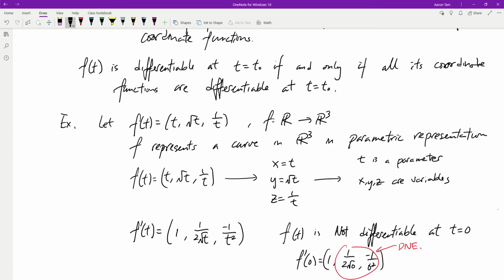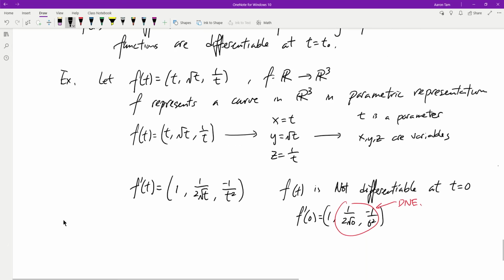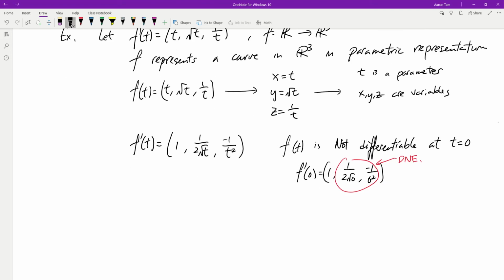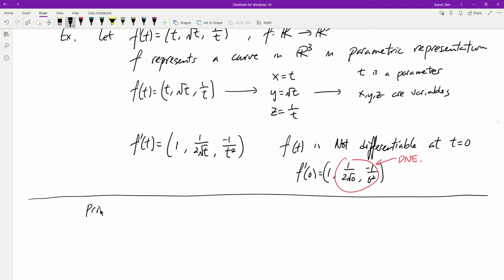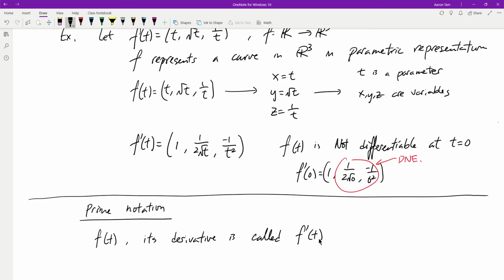Now, I know right now is about 27 or 28 minutes, so I just want to show you one more thing, and then that will be it for today. In this expression right here, we define what we call the prime notation. So this is usually referred to as the prime notation. The prime notation basically defines that you have a function f of t, then its derivative is called f prime of t. So that's why I call it prime notation.